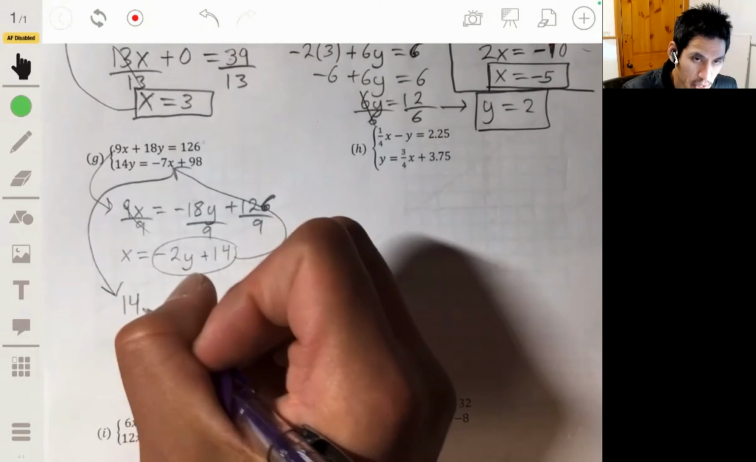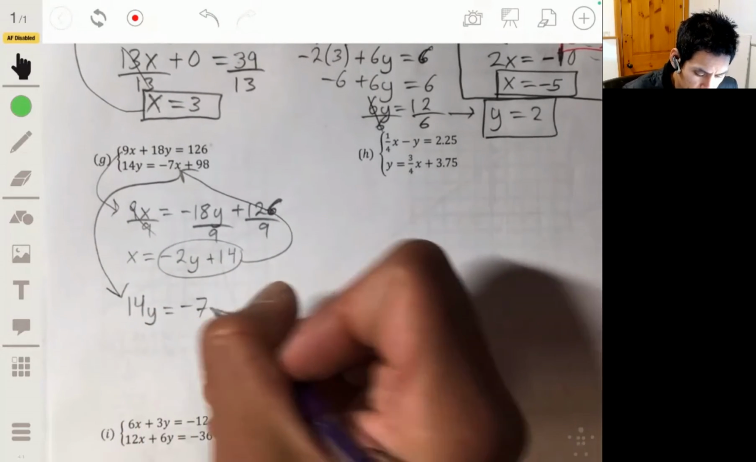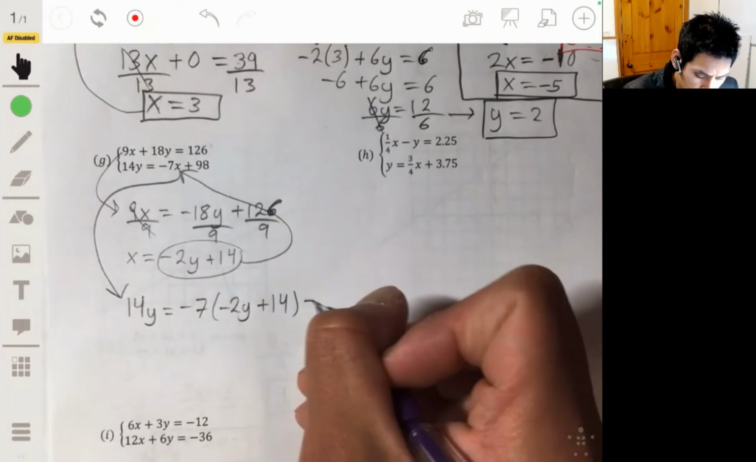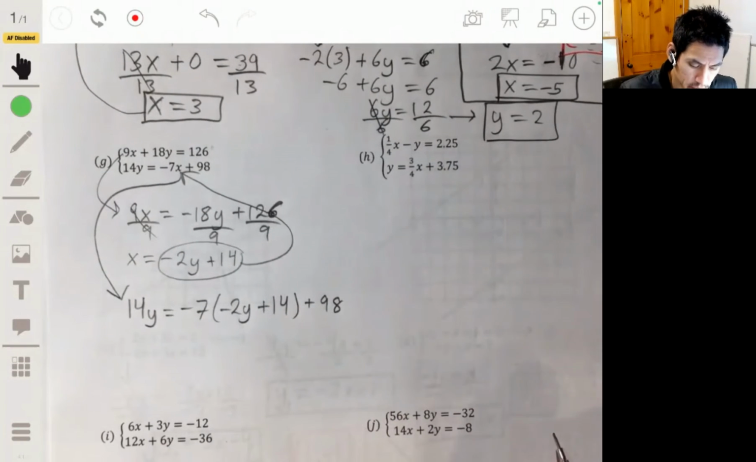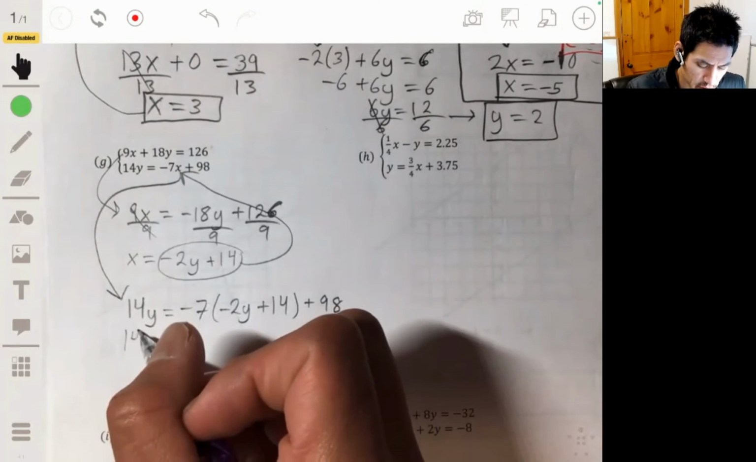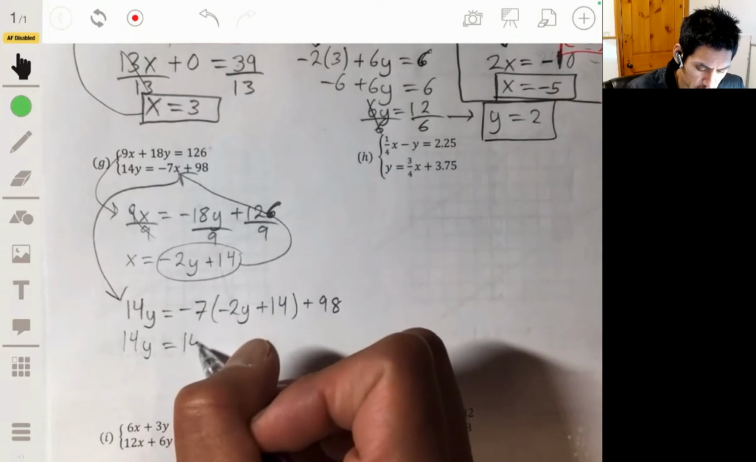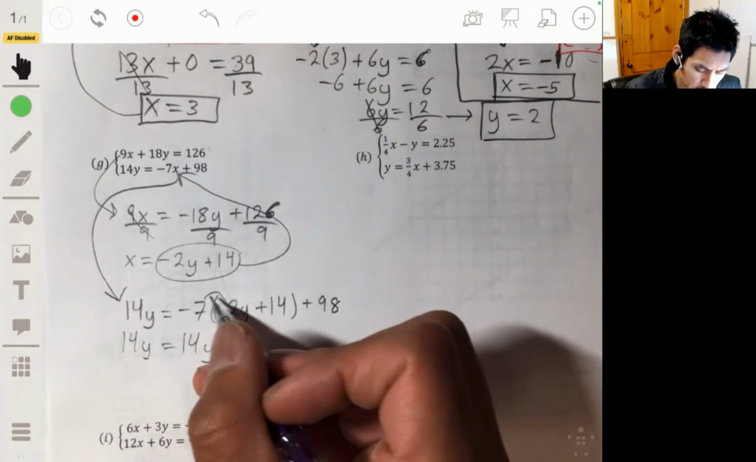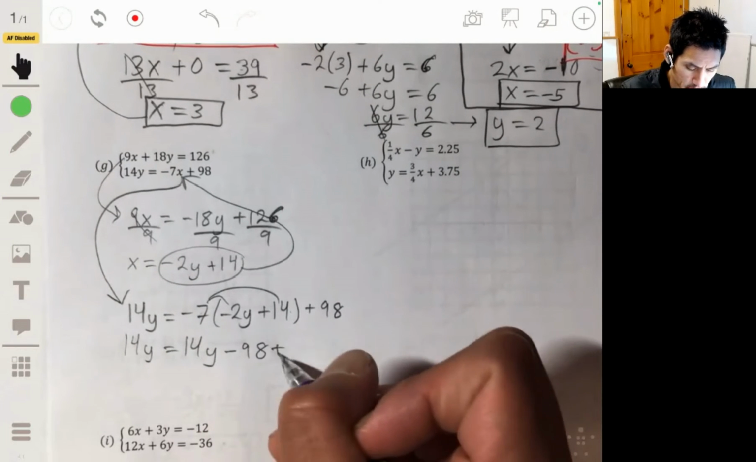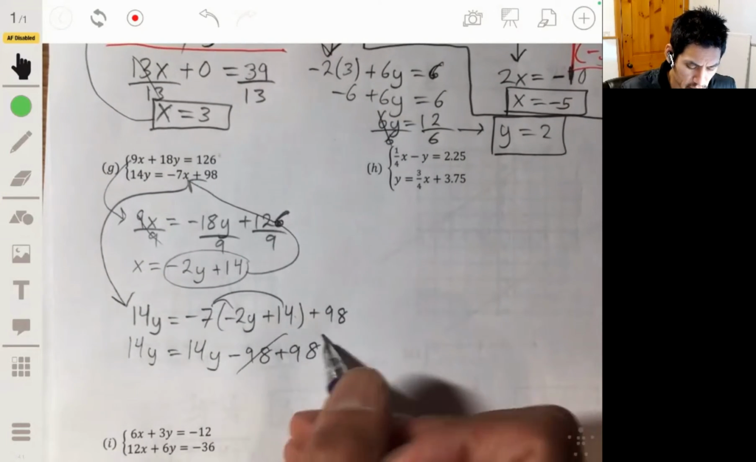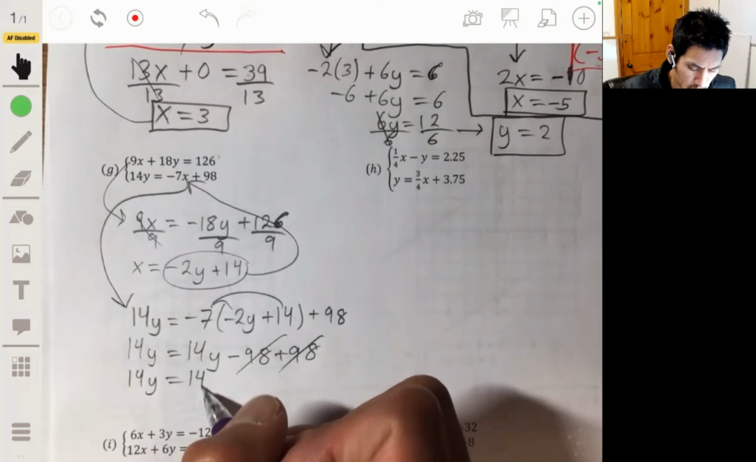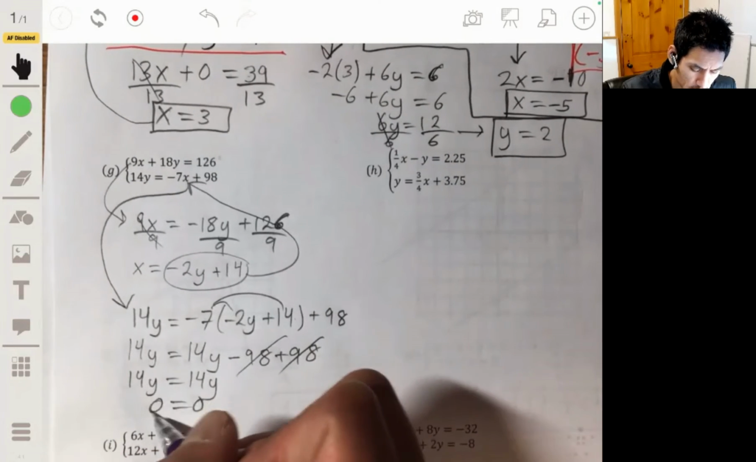I'll get 14y equals negative 7 times negative 2y plus 14 plus 98. Now I solve this for y. Distributing that, negative 7 times 14 minus 98 plus 98. These cancel. So I get 14y equals 14y. Or 0 equals 0.